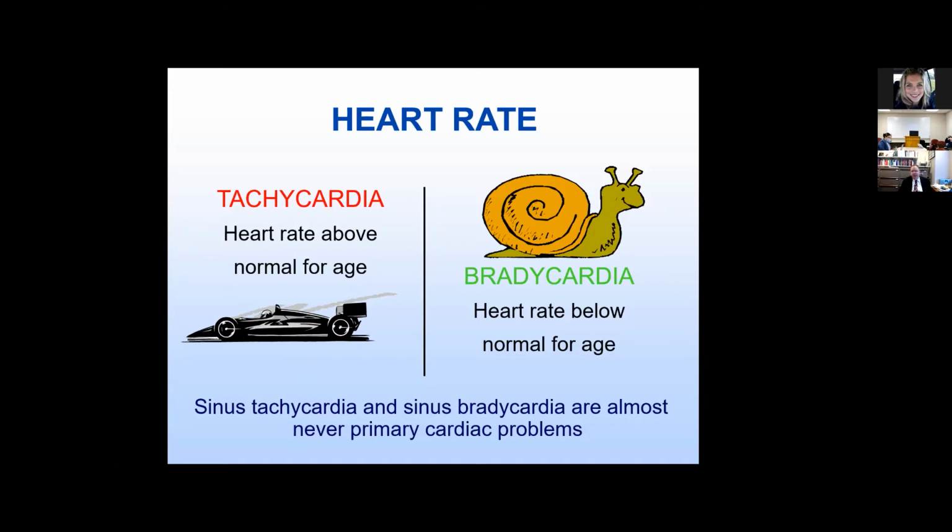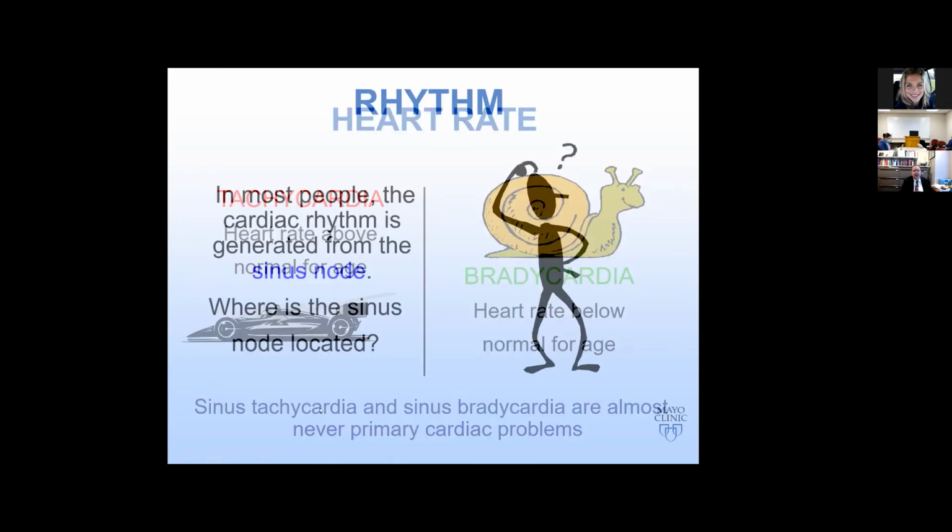People say to me all the time, my heart rate's 130. And I'm like, well, I don't really care. As long as you don't have symptoms and you're doing well, that doesn't cause cardiomyopathy. It doesn't cause problems. So I wouldn't be worried about primary sinus tachycardia or primary sinus bradycardia.